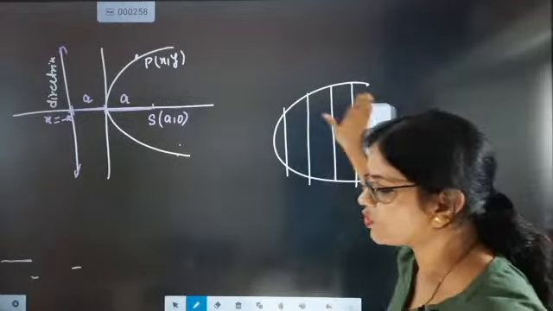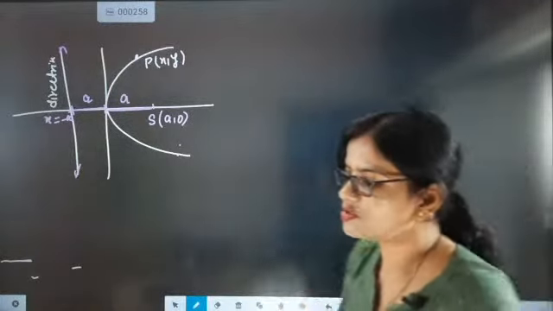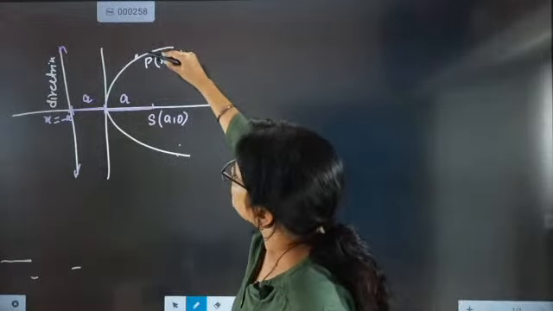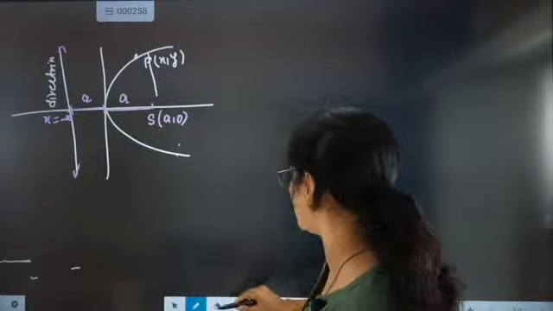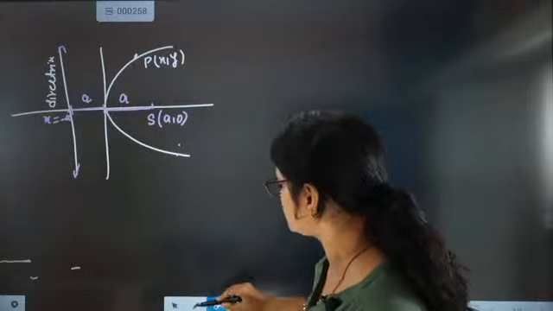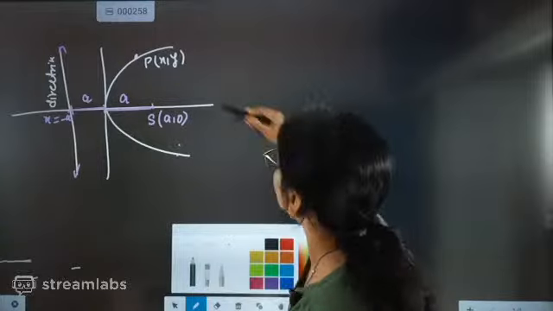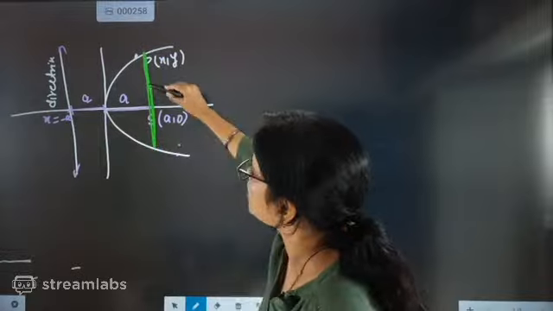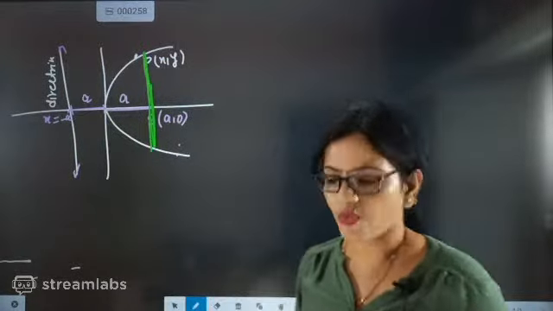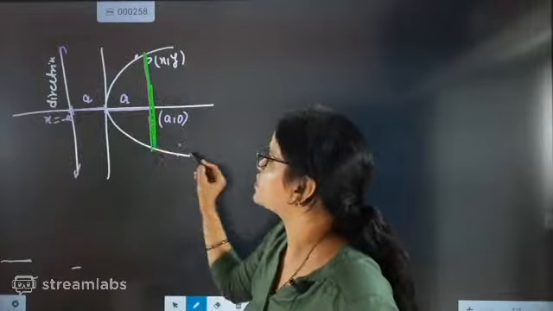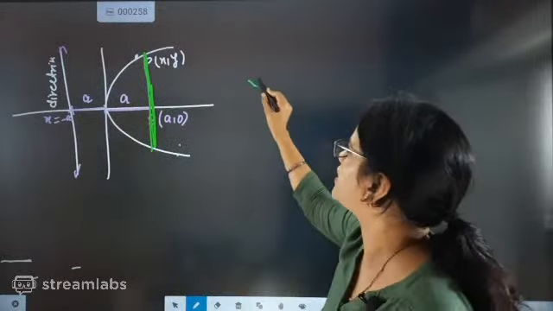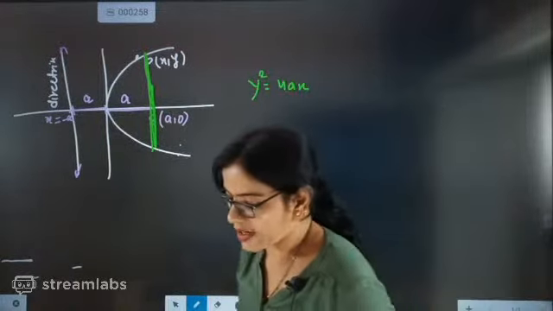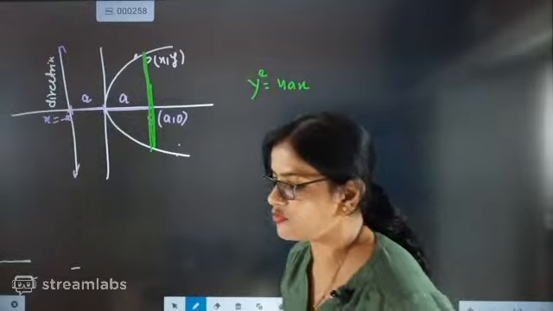Why the latus rectum is going to be 4a. So now one time I am going to discuss why the latus rectum is going to be 4a. Since this double ordinate is passing through the focus point, this is the double ordinate passing through the focus point. Now we know that the equation of the parabola is y square equal to 4ax. Yes or no?